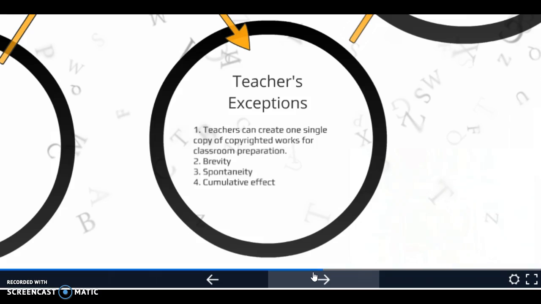Now, what if one isn't enough? I need 6 pages. Okay, well, that's where numbers 2, 3, and 4 come into play. We can make multiple copies of specific copyrighted works as long as the content meets specific tests of brevity, spontaneity, and cumulative effect.